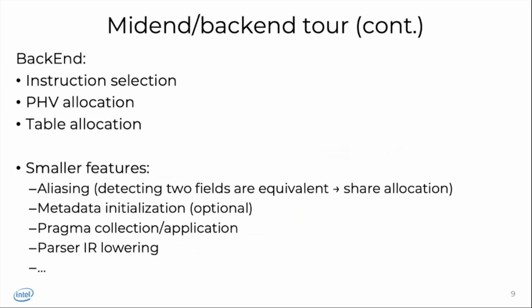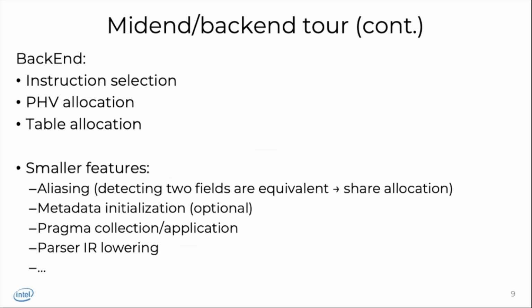And then backend, okay, there's a lot that backend does. Three key things it does. First of all, instruction selection, so basically choosing which ALU instructions to execute for each P4 primitive. It does the PHV allocation. Think of that as register allocation in the traditional compiler. And then table allocation, basically choosing where to place each P4 table in the MAU pipeline.